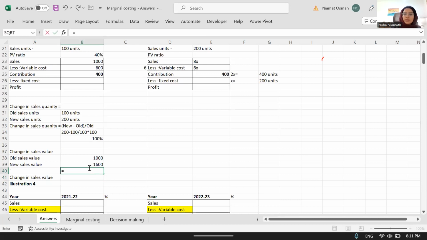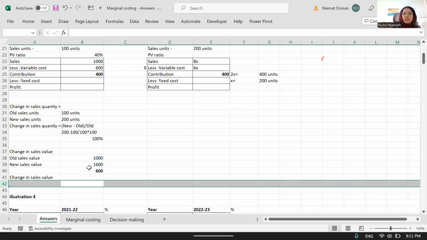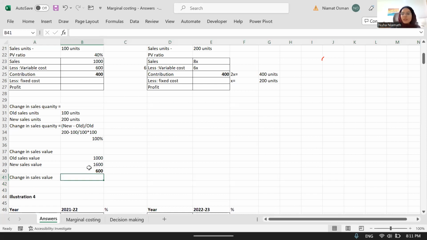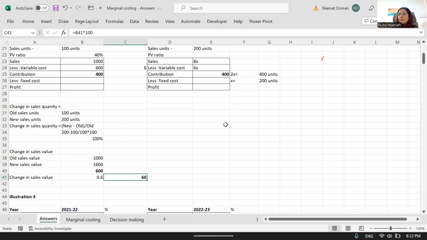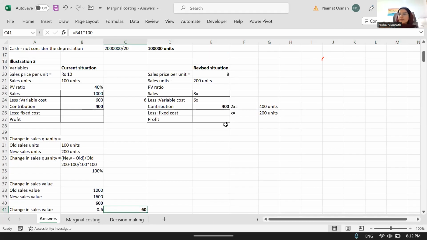So what is my change in sales value? Let's see the difference. New minus old, which is 600. What is it in a percentage if you have to say? 600 divided by 1000, which is 0.6, which is basically 60%. Is everybody clear with this, how we calculated it? Any questions? Great job, Khatija. Thank you. How about the others?